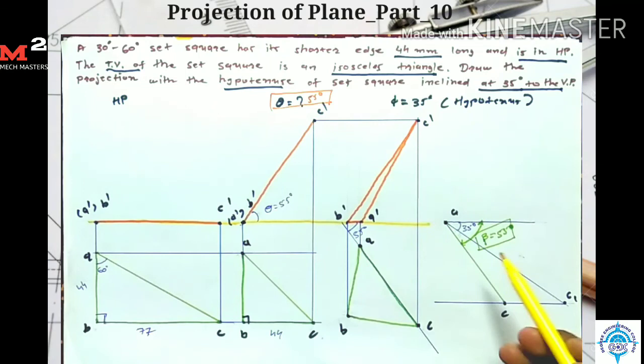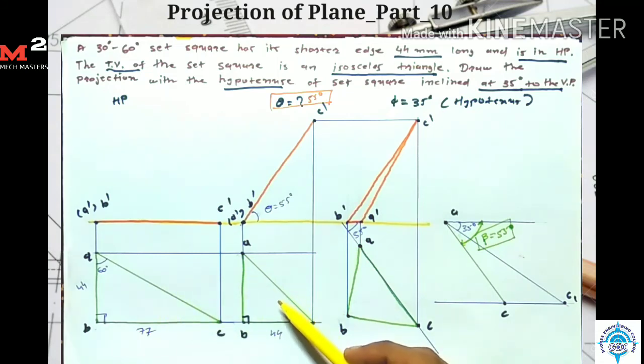In this problem we require to find the new apparent angle beta, because the length of AC is changed in both stages. So here I conclude this lecture.